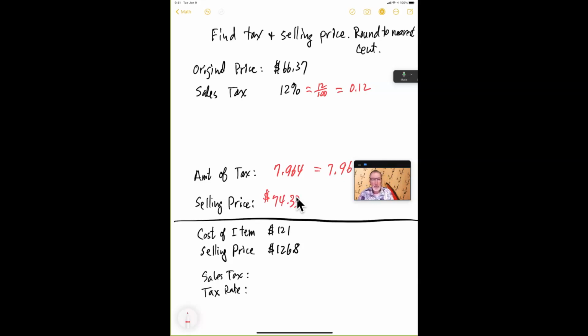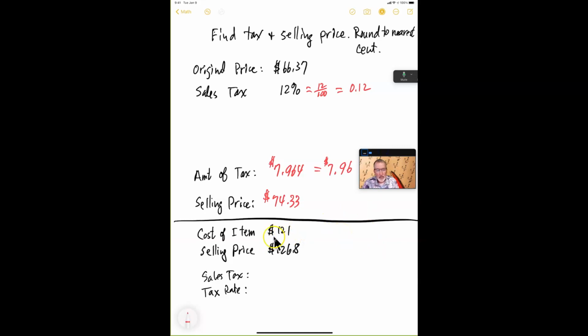So this little extra step here, you have to use this information to calculate an initial figure. This is the tax figure in dollars, right? And then you have to add the tax to the original price to get the selling price. So this is one thing that complicates the whole thing. But go ahead and give it a try this way. And we'll take a look at the next one.